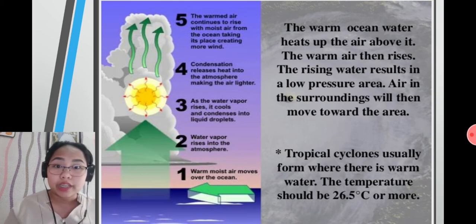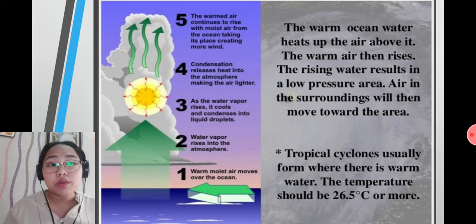Additional information: the warm ocean water heats up the air above it. The warm air then rises. The rising air results in a low pressure area. Air in the surroundings will then move toward the area. Also, tropical cyclones usually form where there is warm water. The temperature should be 26.5 degrees Celsius or more. So these are the requirements on how a typhoon forms.